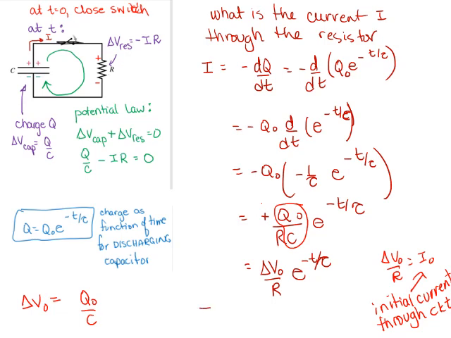So if we put it all together, the current at some time t is the initial current, I0, times e to the minus t over tau, where tau is the time constant given by R times C. So there's the current through the resistor as a function of time t. Our current starts at a maximum value and dies off, just like the charge starts at a maximum value and dies off. Something you might try to do is, could you use the equation for current and find the expression for potential?